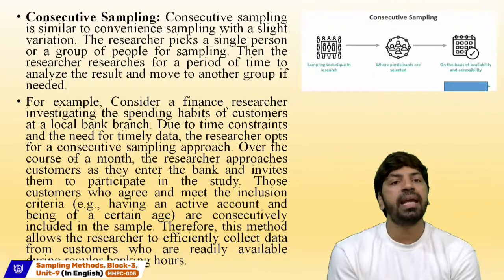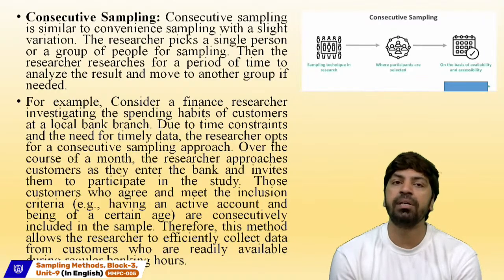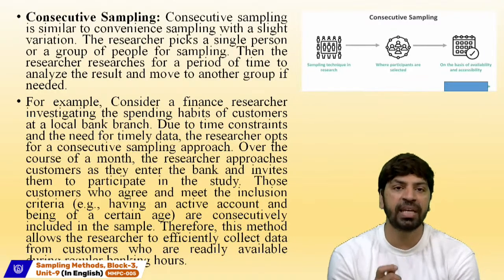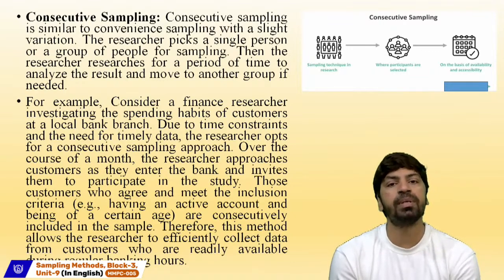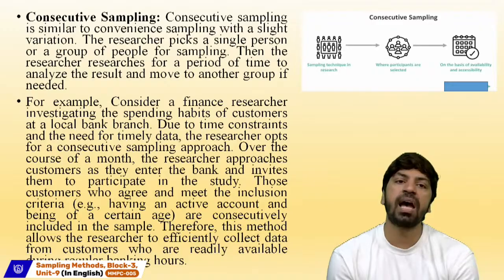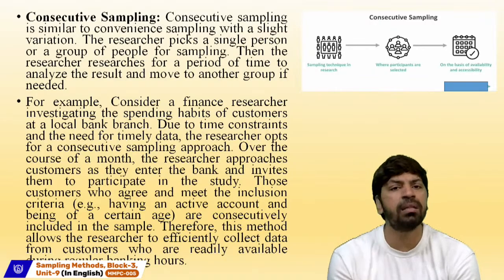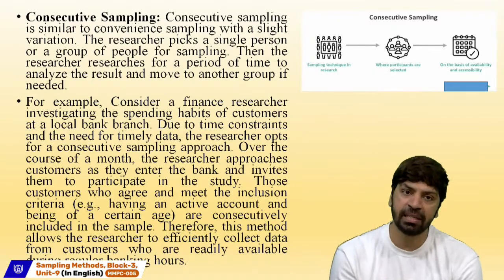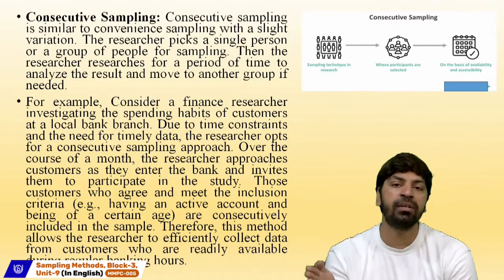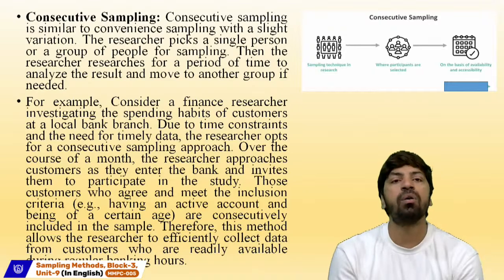Let's talk about the next type, consecutive sampling. Consecutive sampling is very similar to convenience sampling with a slight variation. The researcher picks a single person or a group of persons for sampling. Then the researcher studies them for a period of time to analyze the result. It could be days, weeks, or months. Once it passes, the researcher moves to another group if needed. If the results are not accurate, they move to another group after a certain number of days or months. That is called consecutive sampling.